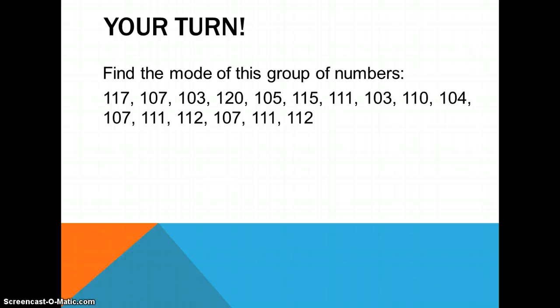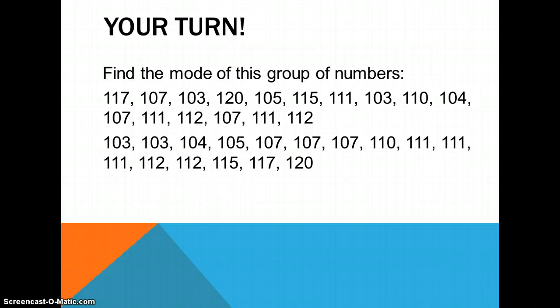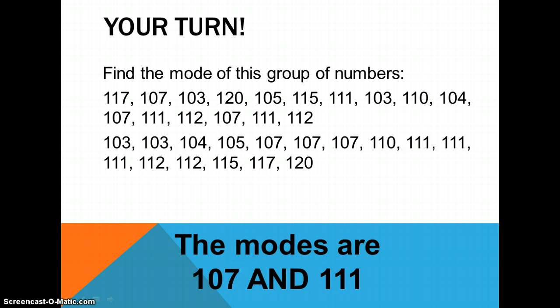Alright, welcome back. So did you start off with organizing your numbers? And then if you do that, you can see that it looks like 107 and 111 are both going to be the mode because they show up the most often. So like I said before, you can indeed have more than one mode. You can have 3, 4, 5, whatever you need to be. That is going to be the mode.